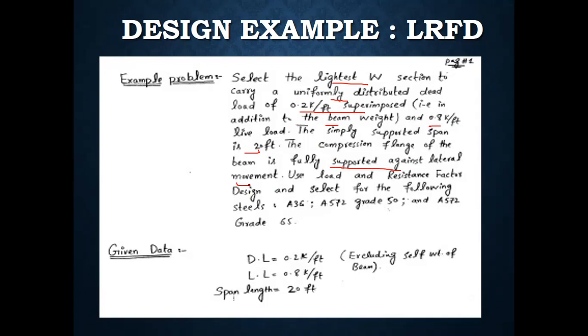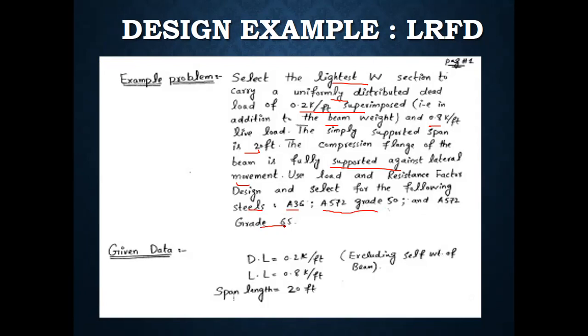We are supposed to use the LRFD method, and we are going to select the sections using the following steels. First is A36 steel, then A572 grade 50 steel, and the third one is A572 grade 65 steel. So basically this is a problem in which we have to carry out the calculations for three different types of steel. So it becomes a problem of 3 in 1.